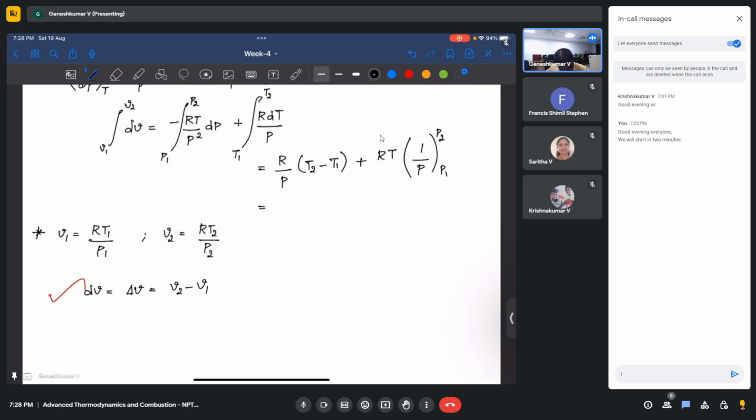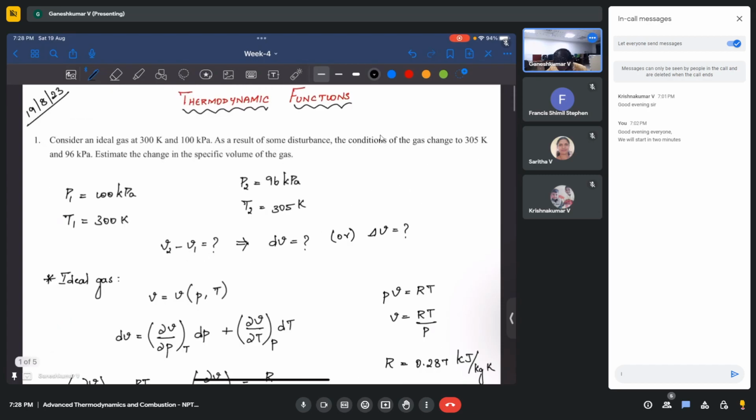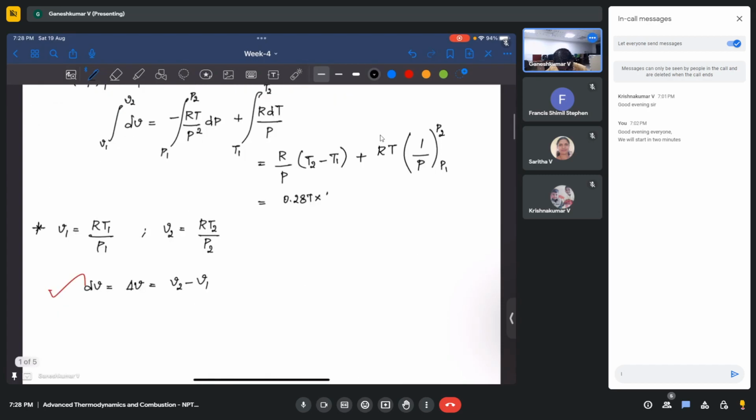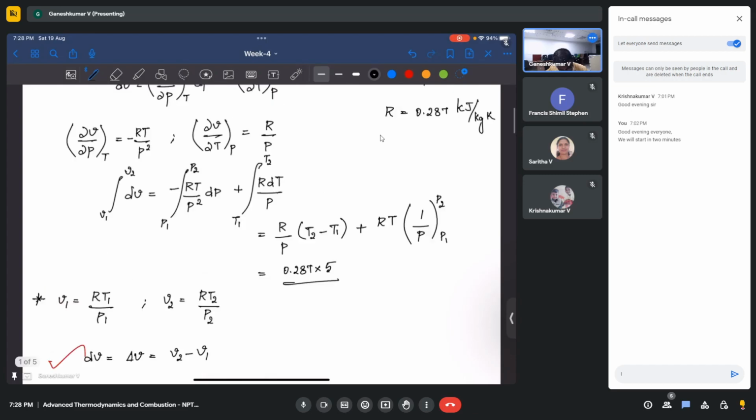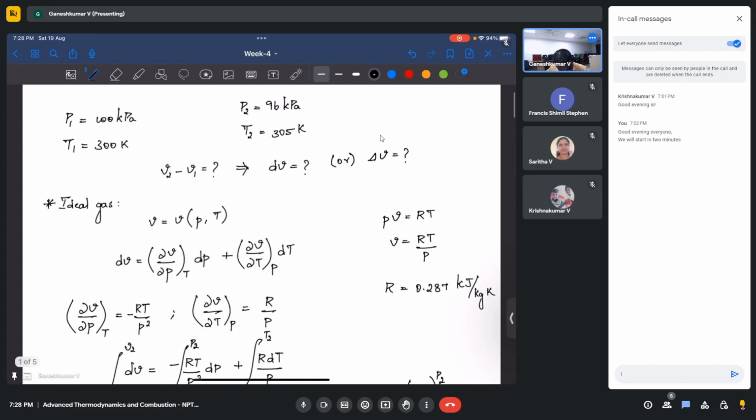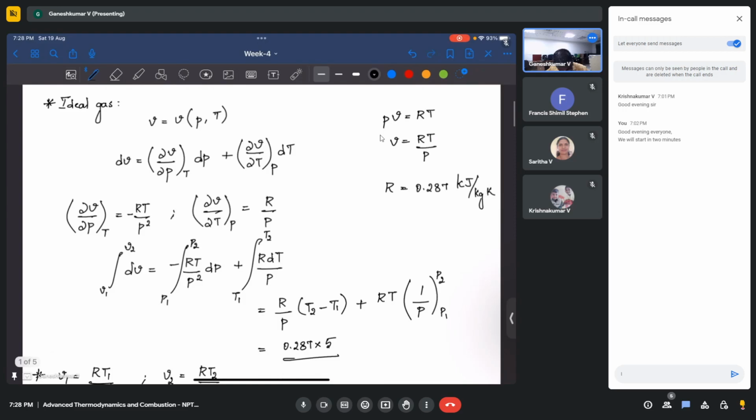Then let's continue. 0.287 into T2 minus T1, which is 5 Kelvin, 5 Kelvin divided by pressure. Now what pressure will you take?